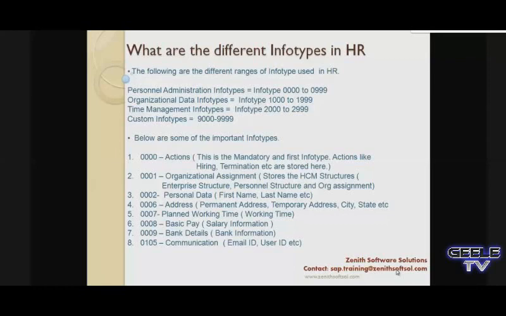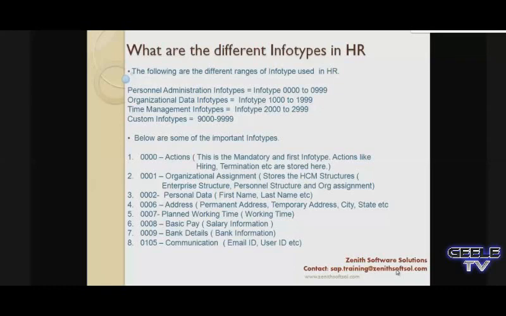The first one is personal administration info types. The range is from 0000 to 0999. This range is used for personal administration info types. Similarly, for organizational data, the info type range is from 1000 till 1999. Coming to time management info types, the range is from 2000 till 2999. And the custom info types are 9000 to 9999.